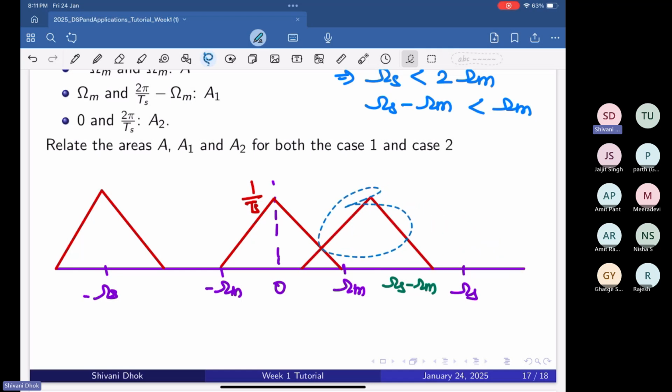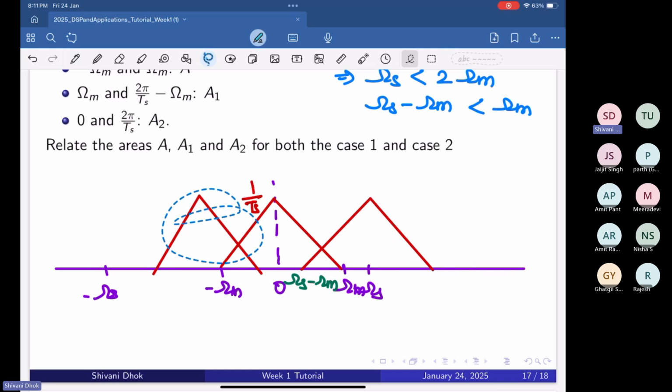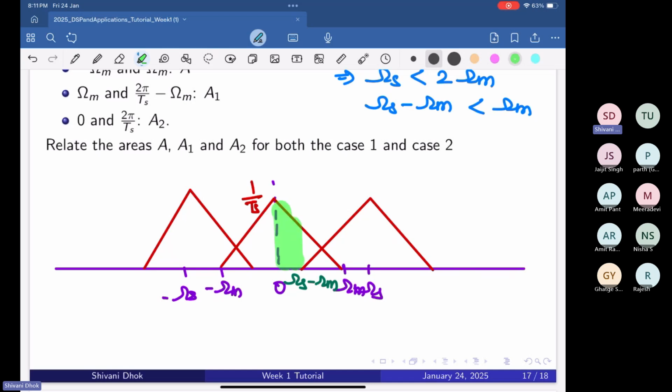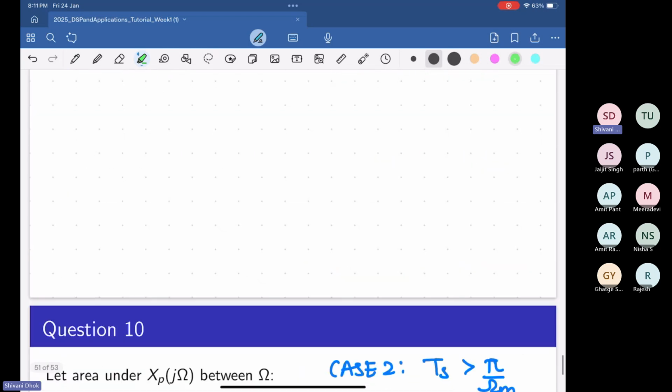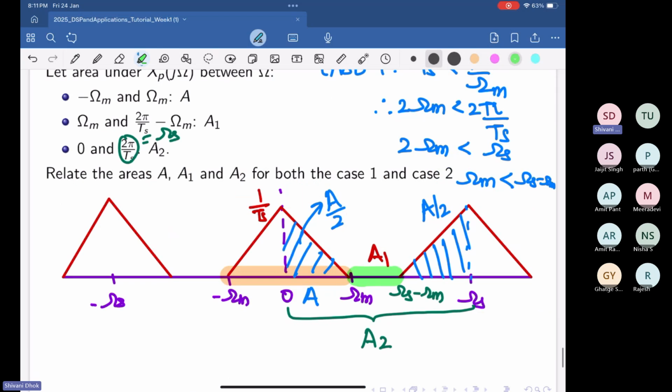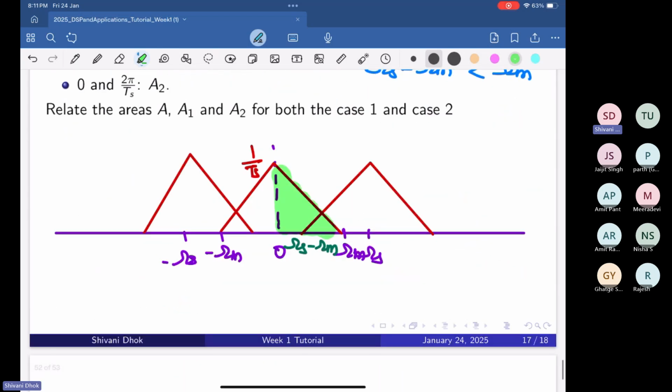Take it like this, something like this. So this will go here, and this omega s will be somewhere here. And similarly, on this side also, we will have overlap. So now again, what we have is this particular region, same thing. So same thing, this was A. This entire region is A, but this half thing is A by 2. Similarly, this half thing will again be A by 2.